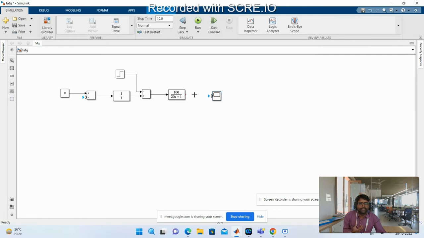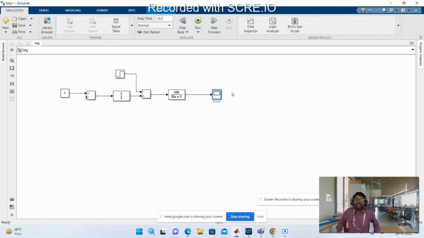So just connect. The scope block is used to observe the output, to visualize your frequency response with respect to time. In the scope, you are able to see the frequency deviation with respect to time. So we are getting delta f of s fed to the scope. Here you are able to see how the delta f of s is varying.